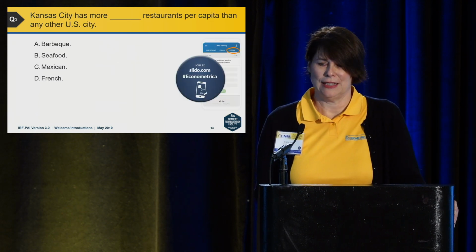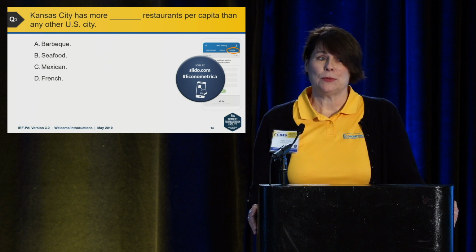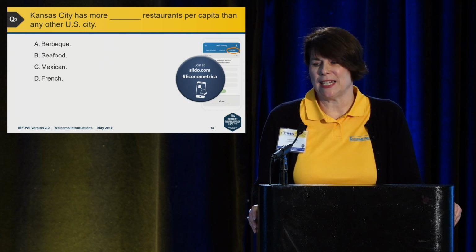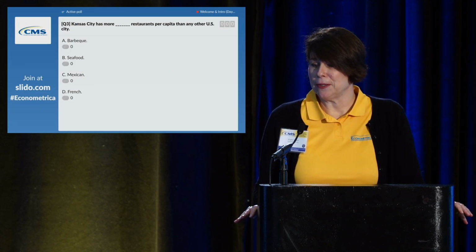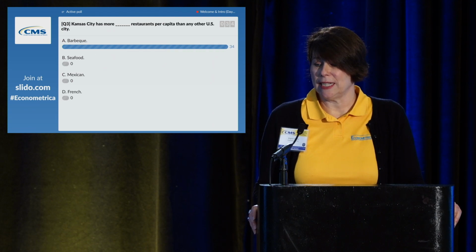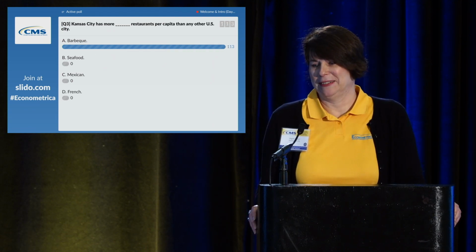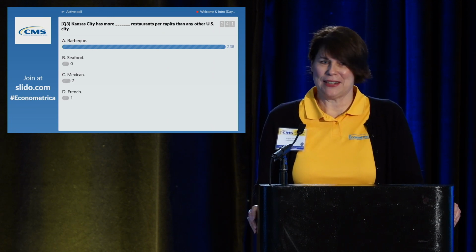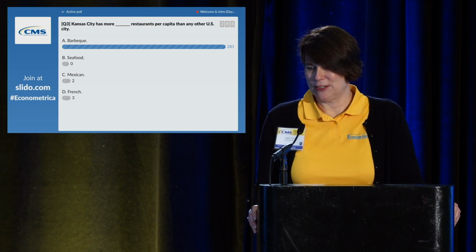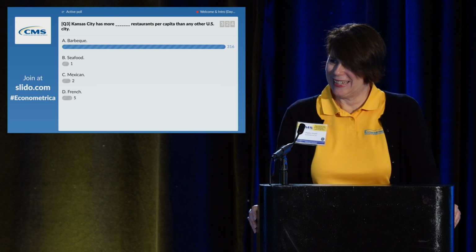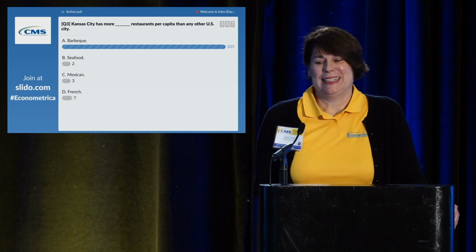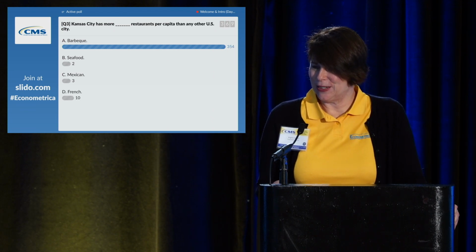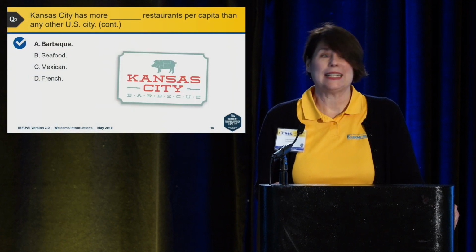All right, we have another couple questions. This one's really tough. Okay, Kansas City has more blank restaurants per capita than any other U.S. city. A, barbecue, B, seafood, C, Mexican, or D, French. Okay. Well, there's a couple there that are thinking Mexican. Well, French is climbing. Okay. All right. And seafood, I did hear there's some good sushi here, so. All right, so let's check the correct answer. The correct answer is barbecue.